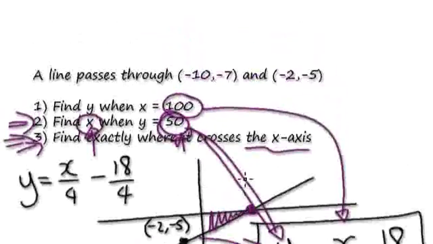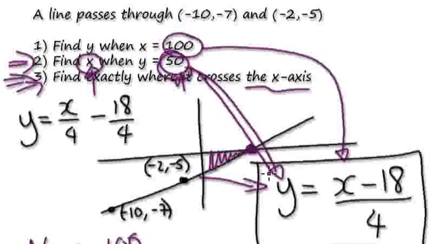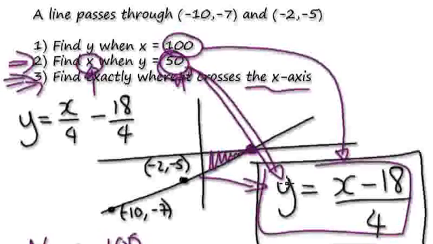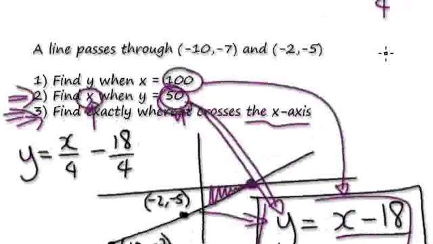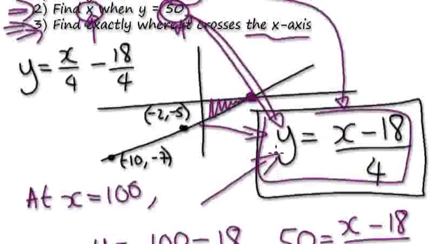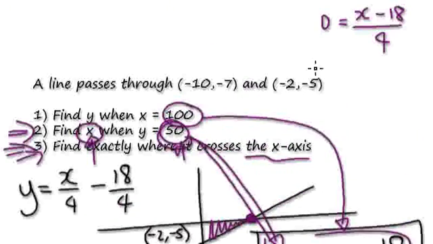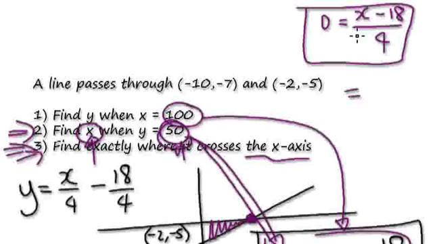So this is our equation. We are going to put 0 into the y. So 0 equals x minus 18 over 4. Because if we are putting 0 into here, now we are at this stage here. So now just work backwards to find out x.